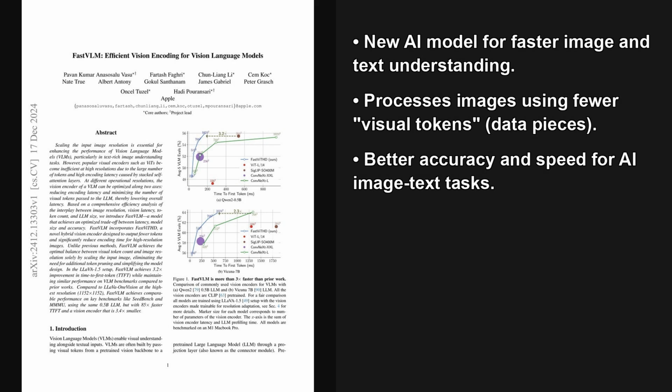As we've seen, especially with those Pareto optimal curves, FastViTHD really pushes the boundaries of efficient vision encoding. The key takeaway here is that by optimizing how these models see, we can get much faster responses from vision language models without sacrificing accuracy, particularly when dealing with high-resolution images. This is super important for making these powerful AI tools more practical for everyday use.